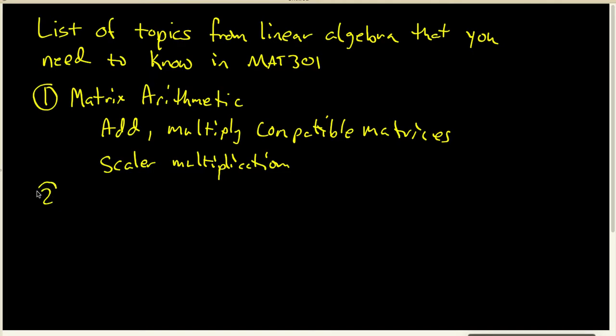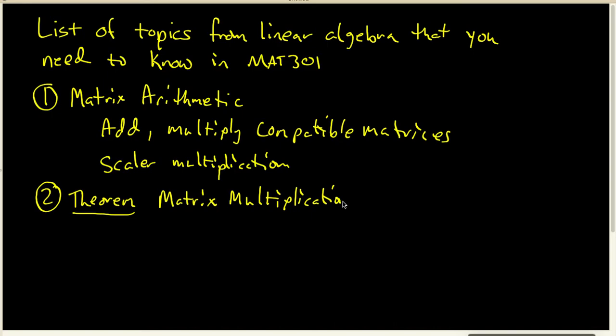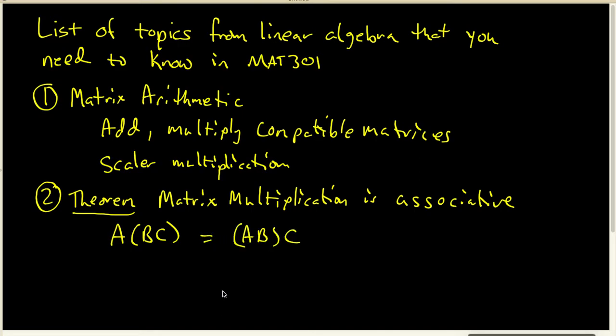The second thing is that there is a really big theorem that is part of matrix arithmetic, but this one I do want to highlight as a theorem that says matrix multiplication is associative. And what this means is that if A, B, and C are compatible matrices, if you look at A times BC and you look at AB times C, they are the same thing.